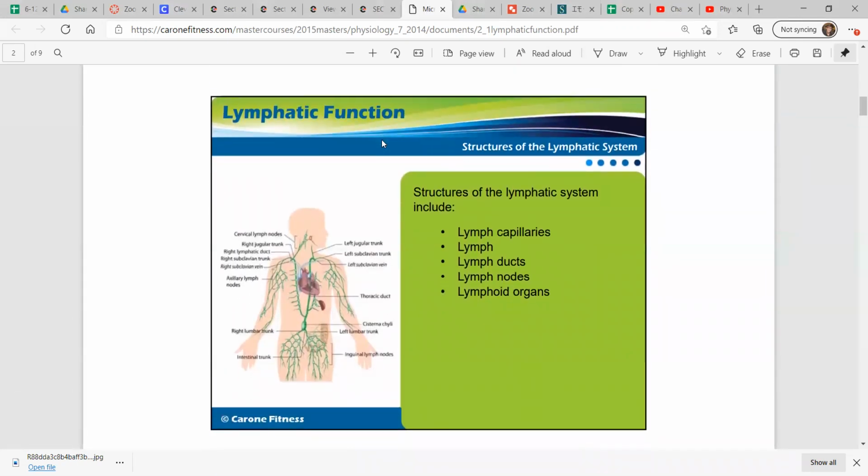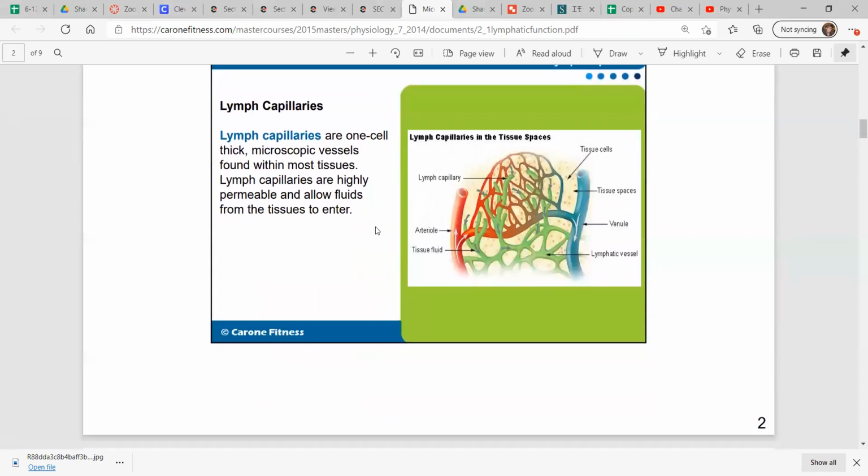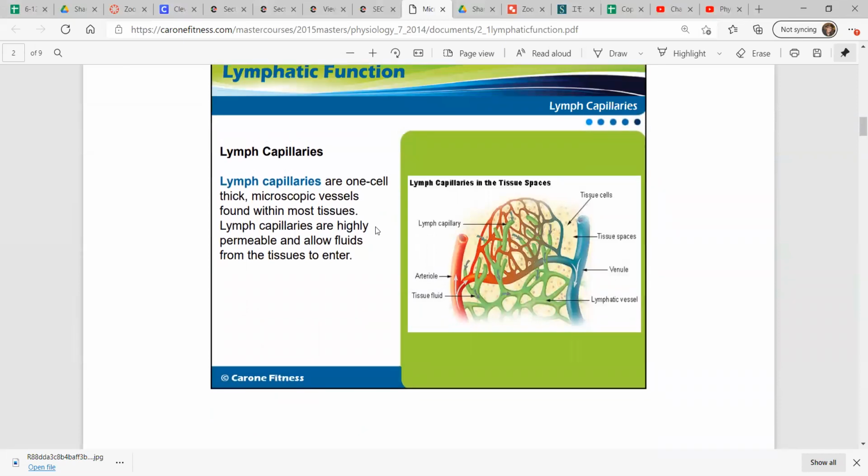And the structures within the system include lymph capillaries, lymph itself, lymph ducts, lymph nodes, and lymphoid organs. The capillaries are one-cell thick microscopic vessels, so very small, found within most tissues. Lymph capillaries are highly permeable and allow fluids from the tissues to enter.